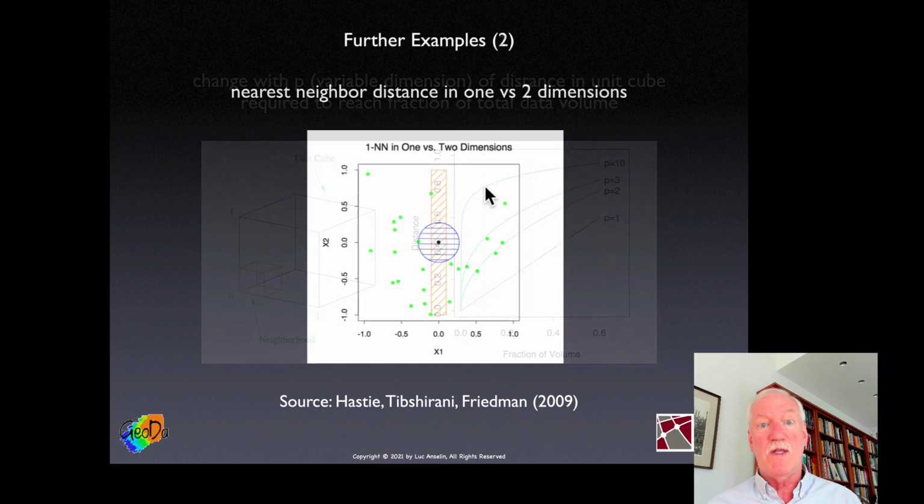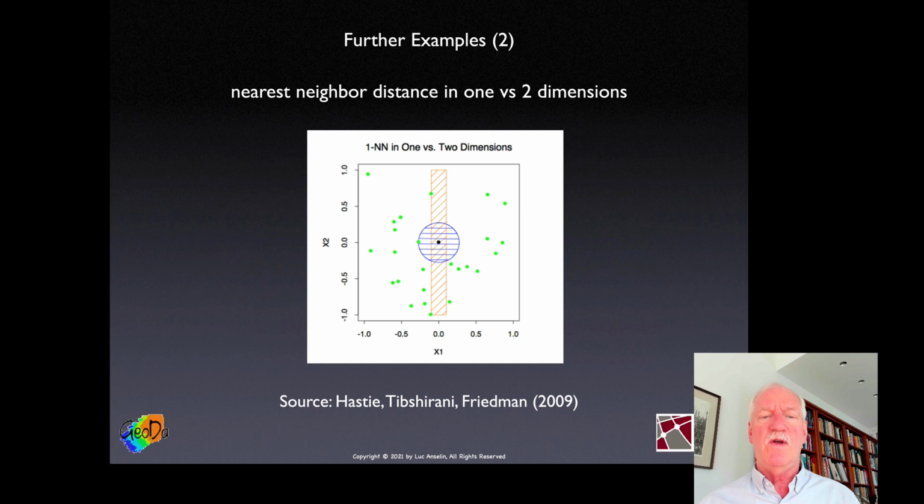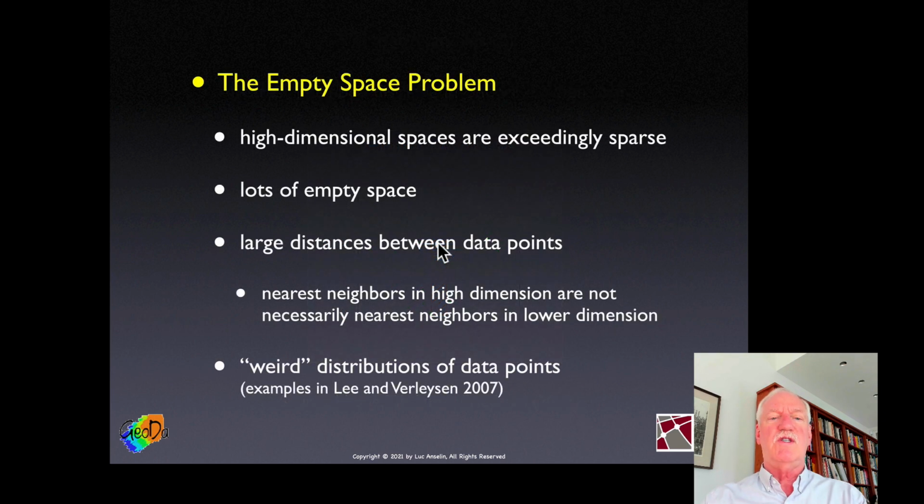Another example, and one that we run into quite often, is K-Nearest Neighbors. For example, in 1 dimension, the distance required to find the nearest neighbor is fairly small. To go from 1 to 2 dimensions, we have to search in a circle, and now we see already the distance is twice as large.